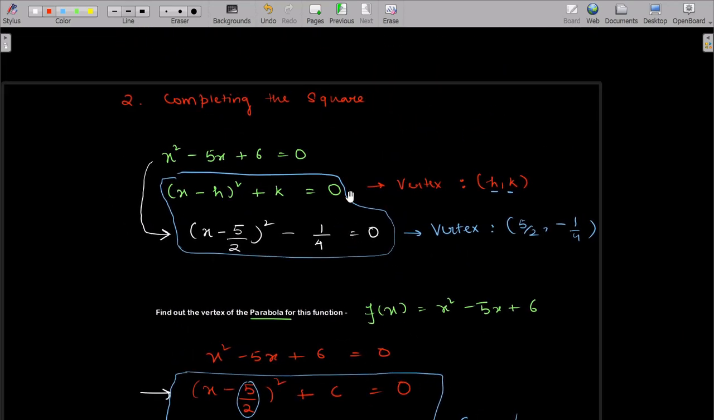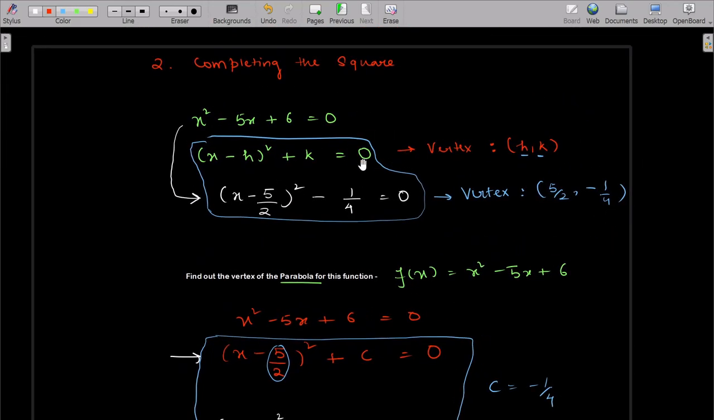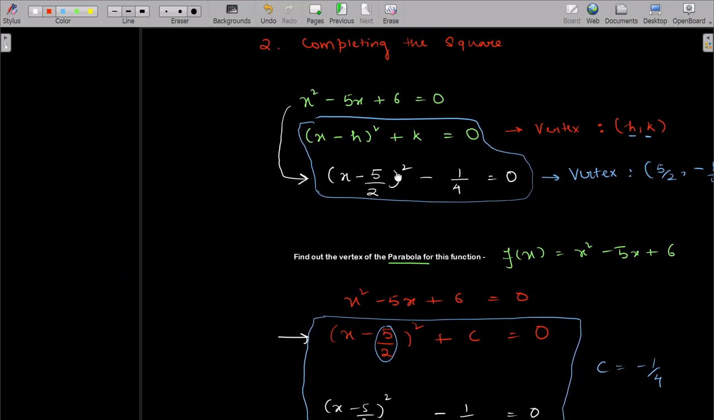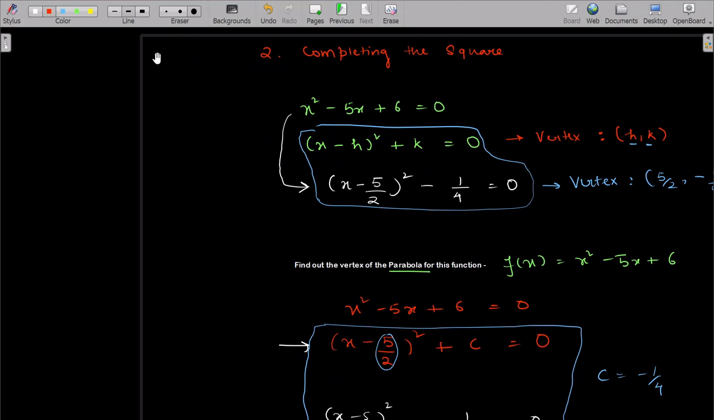Now there is another way, in which you don't even have to convert the standard form to the vertex form. You can straight away tell the answer, like you can find out the x coordinate by this formula, negative b over 2a.